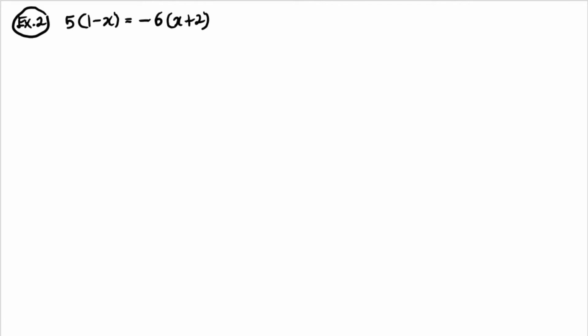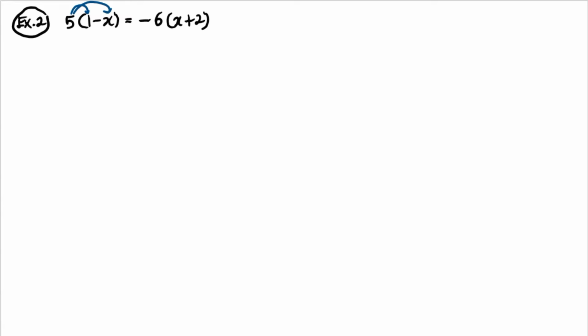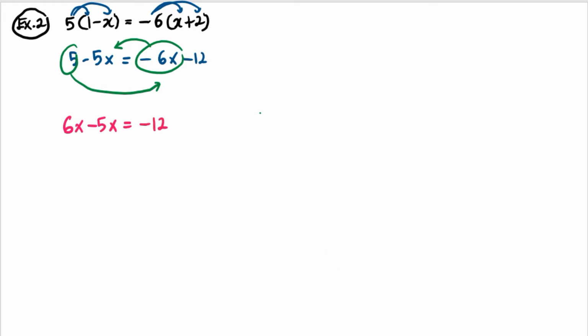Suppose we have the second equation here. What should we do? We should multiply, we should expand this one, and we expand this one inside here. Therefore we have something like 5 minus 5x, which is equal to negative 6x minus 12. You can put the x terms together. Suppose I want to bring this negative 6x to the left side and bring 5 to the right side. So what will happen? I bring negative 6x to the left side, it will become positive. So 6x minus 5x, I have negative 12 minus 5, because 5 is positive on the left side, therefore I'll bring it to the right side, it will become positive.